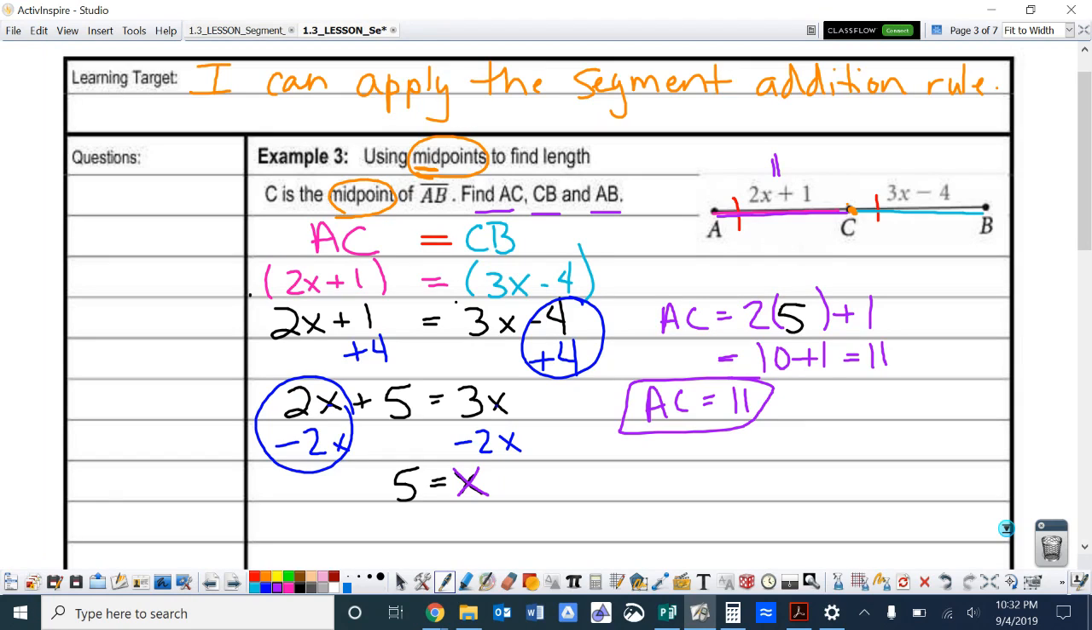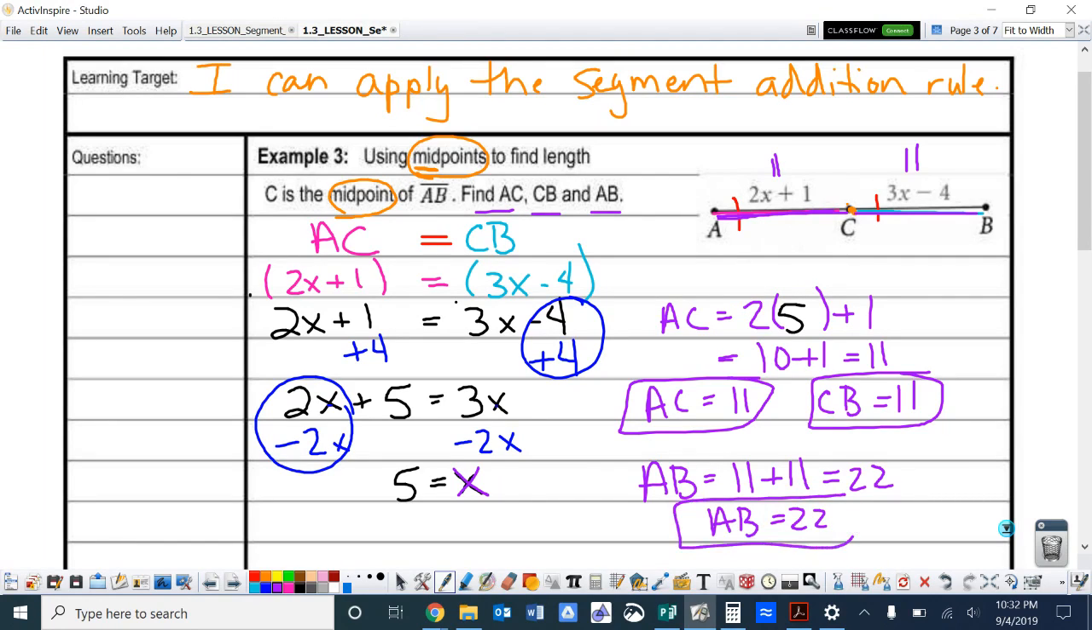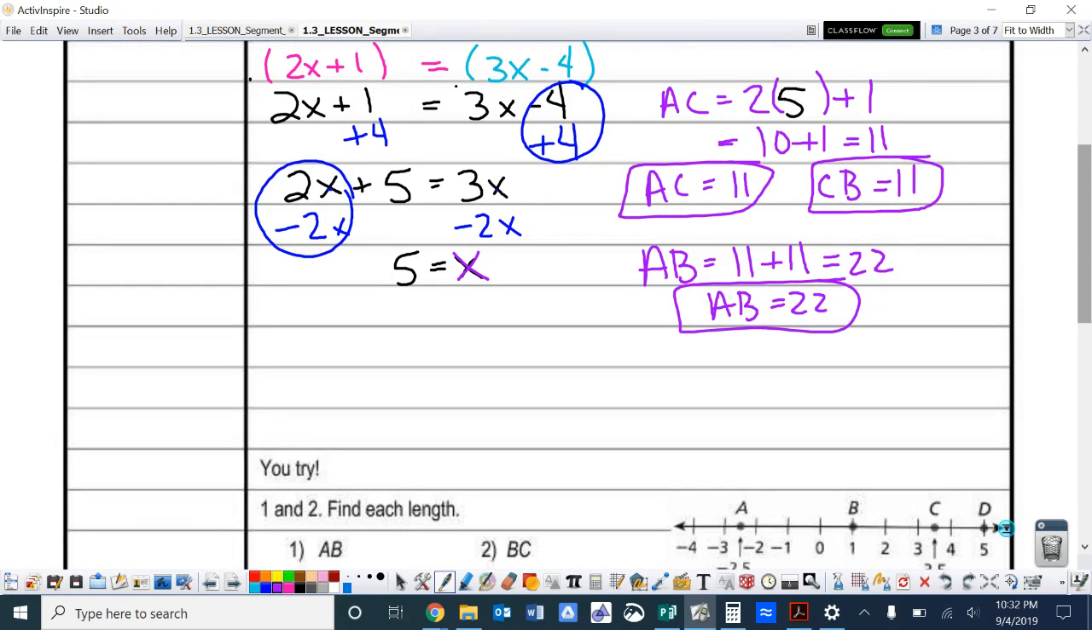And here's the cool part. I know that the length of AC is the same as CB. So CB also has to be 11. Cool. And if I take the length of AB equals 11 plus 11, which gives me 22. Let me just rewrite that. And we are good. All right, you try. See you in class.